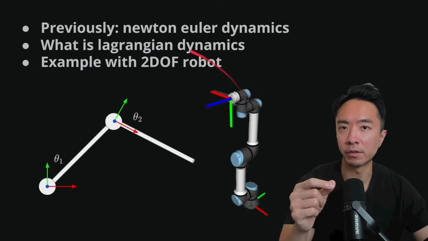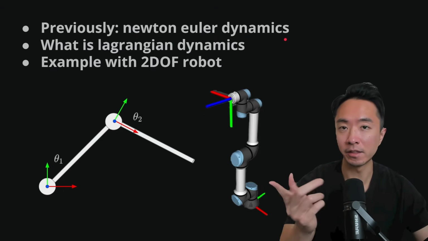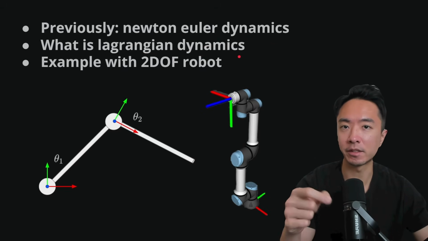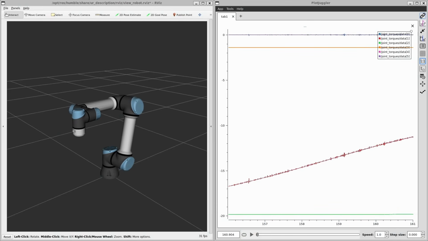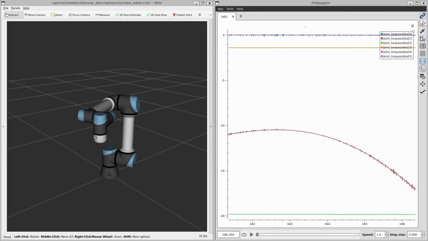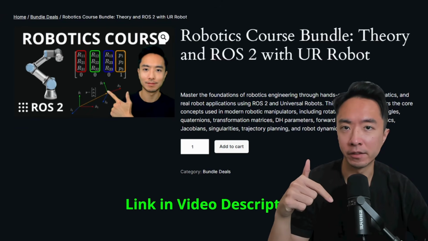So previously we covered the Newton-Euler dynamics. In this video, we'll cover the Lagrangian dynamics. We will start off with a 2DOF robot example and then end it with the UR robot simulation in ROS. You can follow along with the code and doc, linked in the video description.